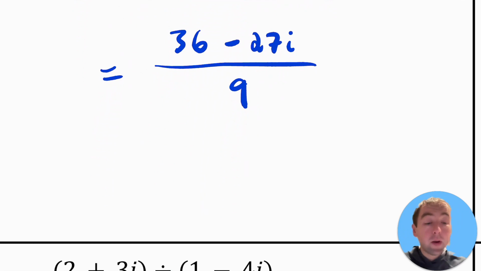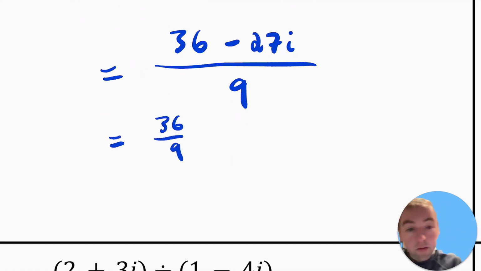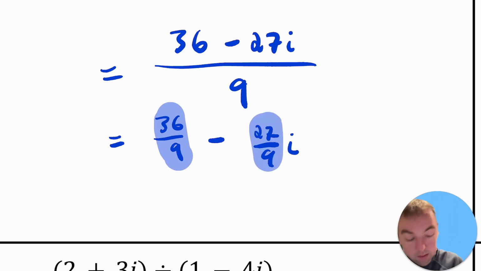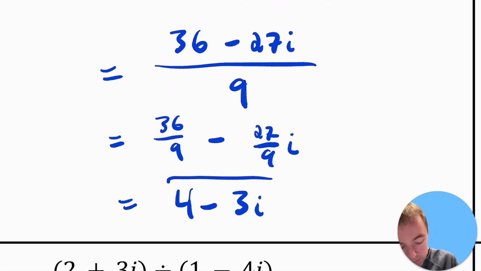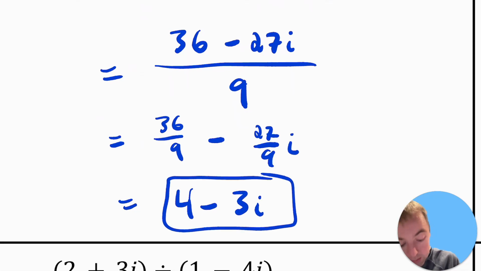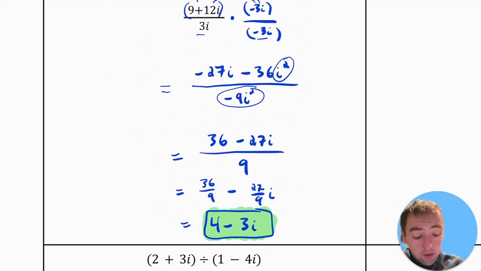The last thing is that we want to make sure we have a separate real number part and a separate imaginary part. So I want to write this as 36 ninths, so I have a separate real number part, and then minus 27 ninths i, so I have a separate imaginary part. If you're able to reduce those fractions, make sure you reduce them. In both of those cases, you are able to do so. You're going to get 4, and then minus 3i. So that right there is in standard form, and this is the answer to the division problem.